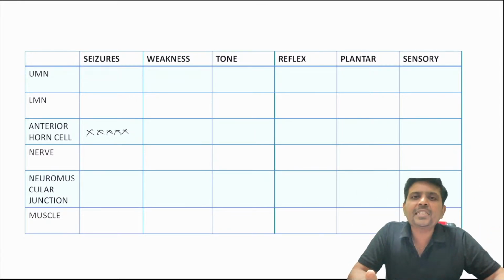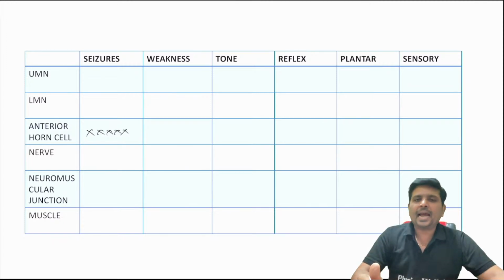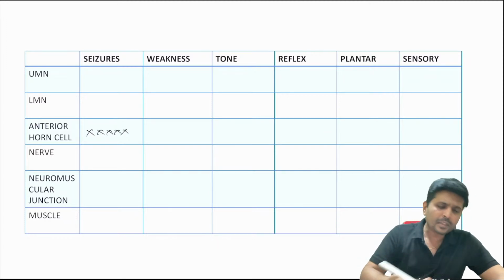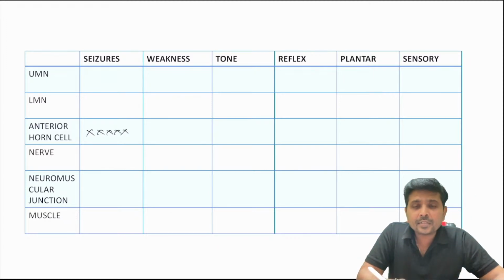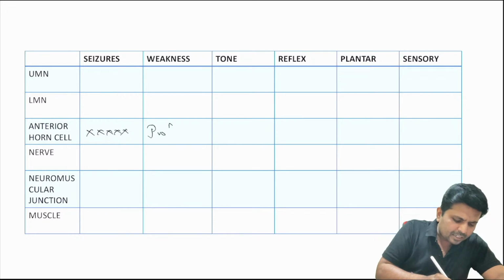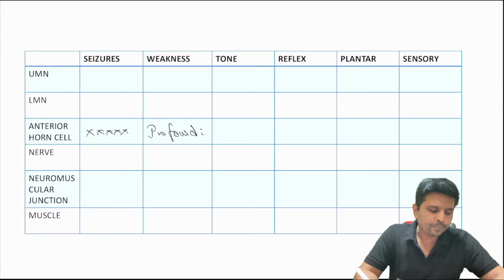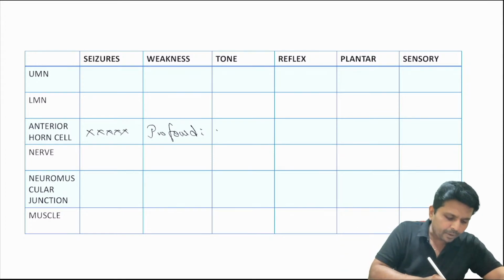So whenever seizures are present along with floppiness, most probably it is a case of cerebral involvement rather than anterior horn cell involvement. Weakness: the anterior horn cell is the place where many fibers arise, form a motor unit, and supply the peripheral nerve and the muscle. If anterior horn cells are affected, the weakness is profound. The child cannot elevate the limb against gravity. Profound weakness. The child will be floppy.